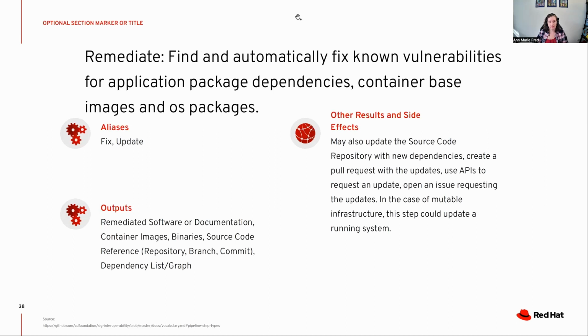A remediate step is one that can find and automatically fix known vulnerabilities for application package dependencies, container-based images, and operating system packages. Often what a remediate step will do is search your dependency list or graph for dependencies with known vulnerabilities, then look for a later version of those dependencies that's still within the range that's specified in your package list, automatically update to that latest version, and then rebuild and retest.